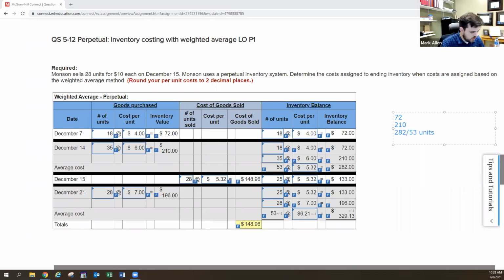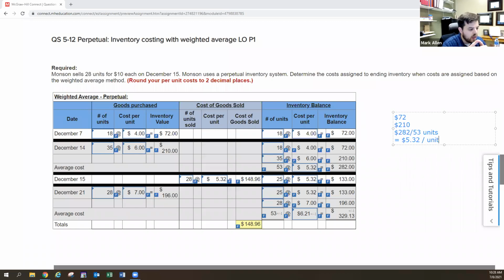We'll clean this up a little bit just to make this nice and clear. That will give me my first average. This average is $5.32 per unit. So now you'll notice I do not have 18 units at $4 and 35 units at $6 anymore. I now have 53 units at $5.32. That is what I have.